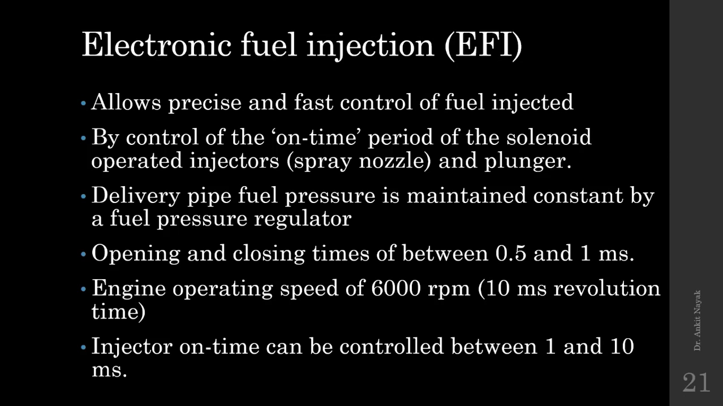Then electronic fuel injection. The electronic fuel injection system is used to inject the fuel inside the cylinder. This allows precise and fast control of fuel injected inside the cylinder by control of the on time period of the solenoid operated injectors. So we have to control the operation or the timing of the solenoid operated valve. In the delivery pipe, fuel pressure is maintained constant by a fuel pressure regulator. As I have already told you, we have to maintain the pressure inside the supply manifold.